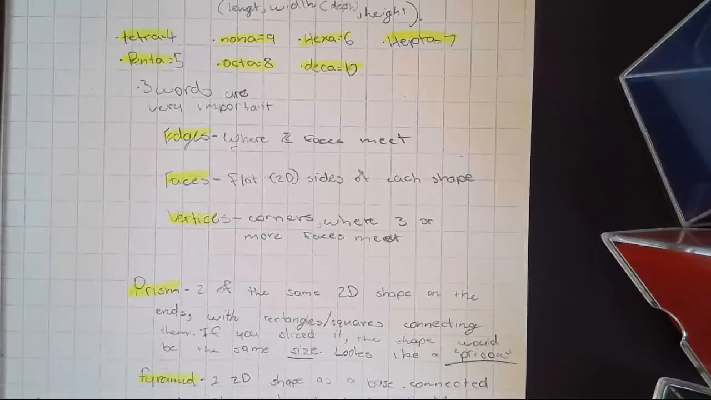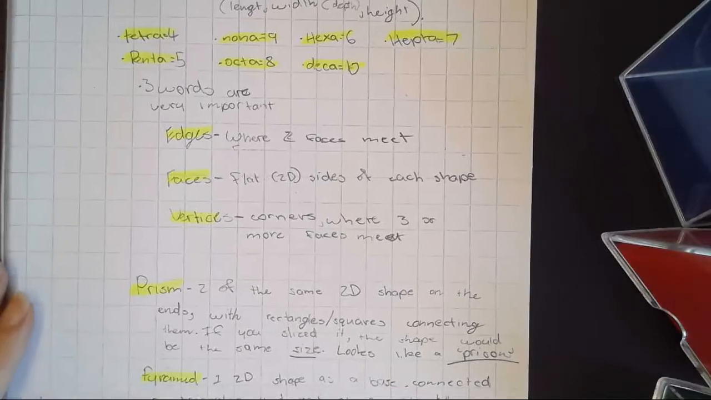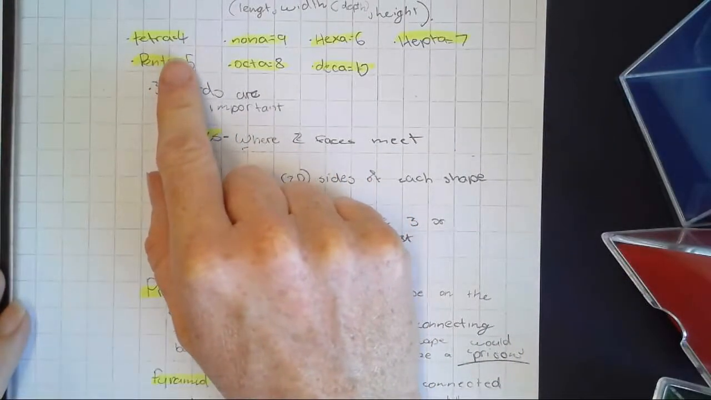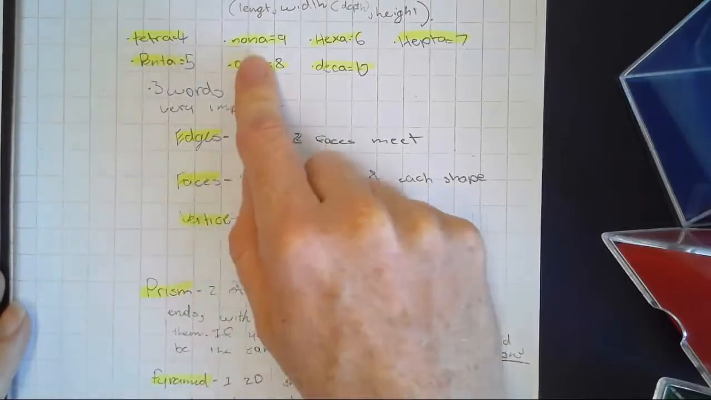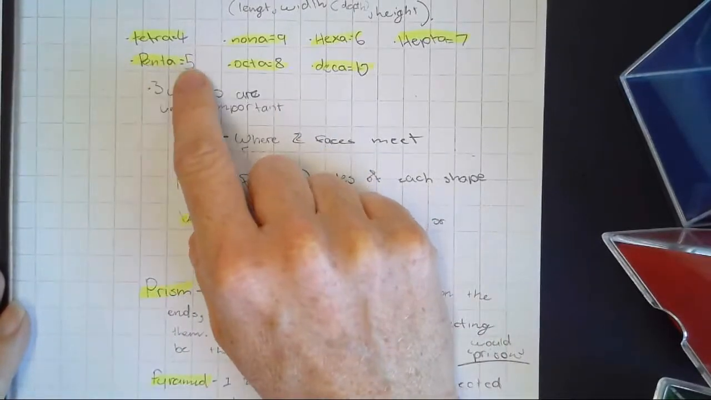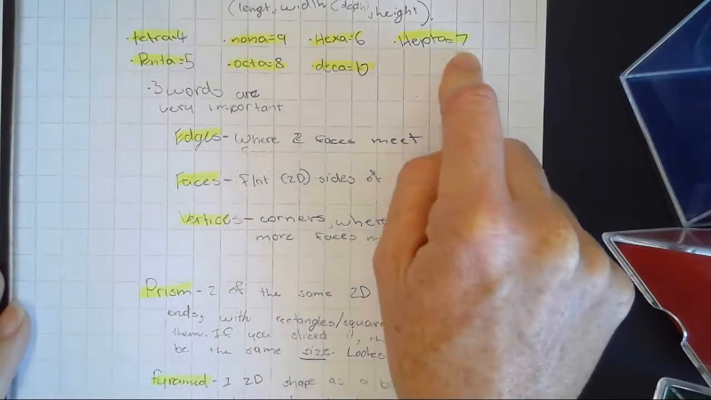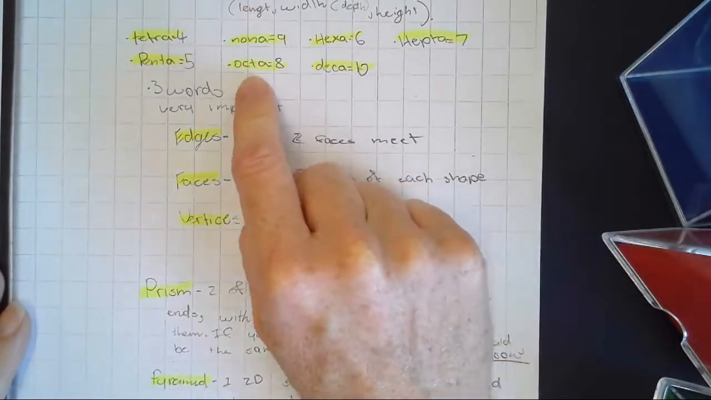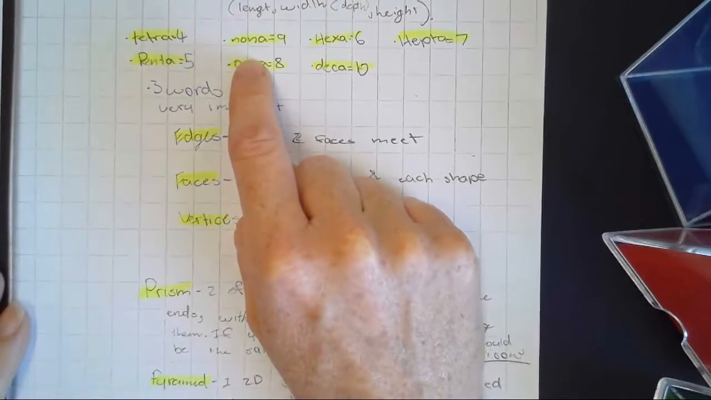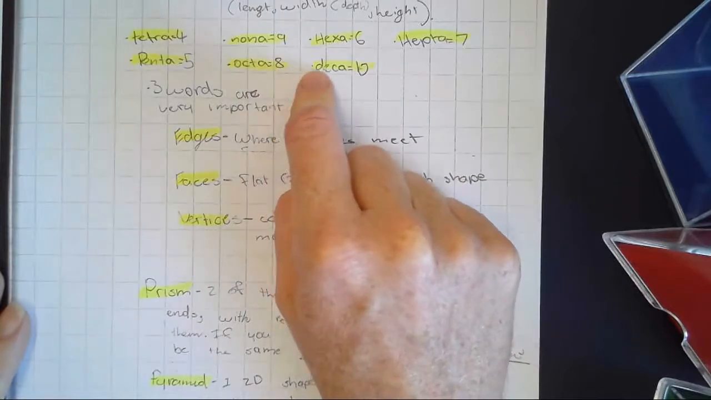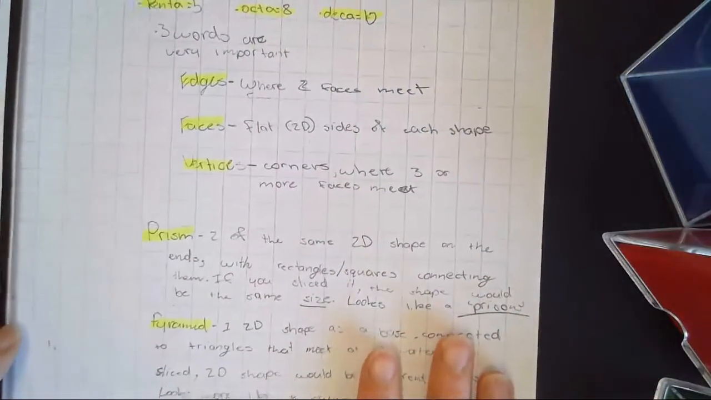We've got different types of vocabulary that are associated with different numbers when we're talking about 3D shapes. So tetra 4, penta 5, hexa 6, hepta 7, octa 8, nona 9, and deca is 10. These ideally would be in order in your book.